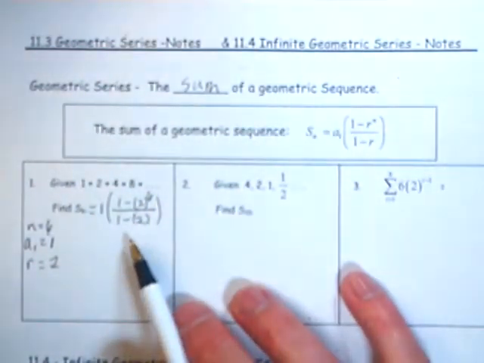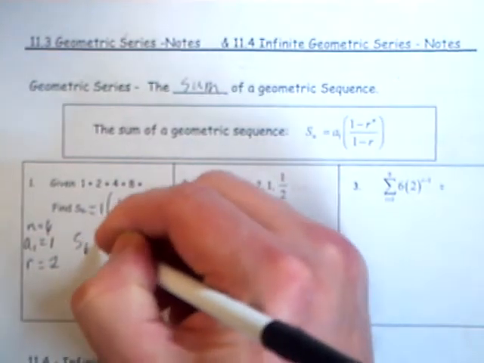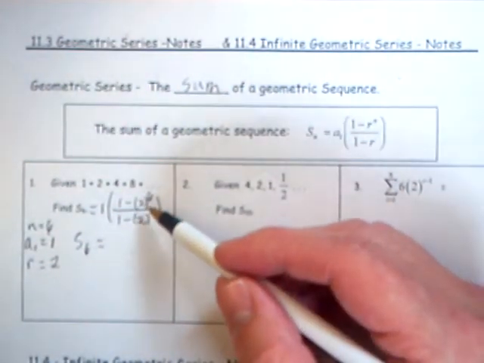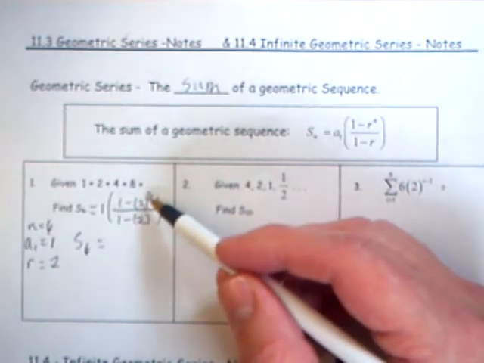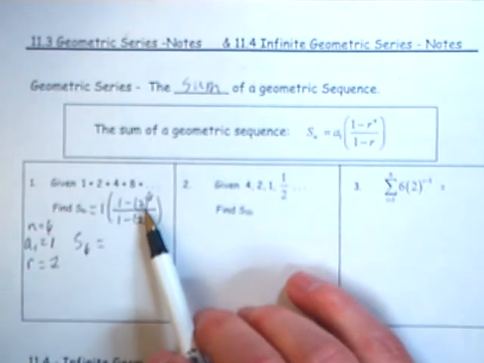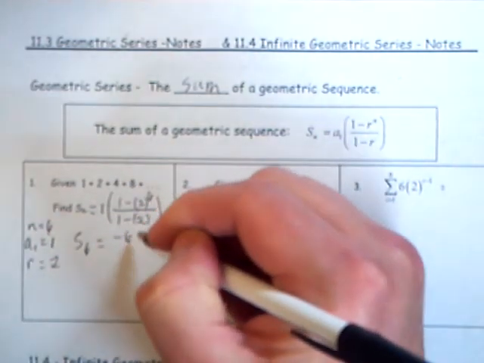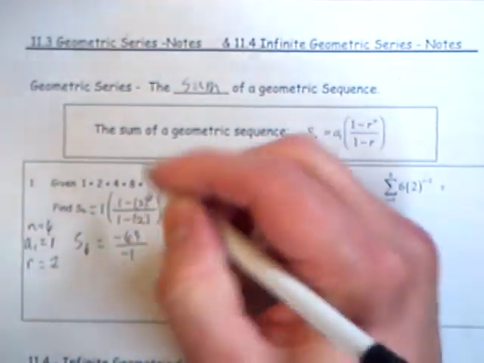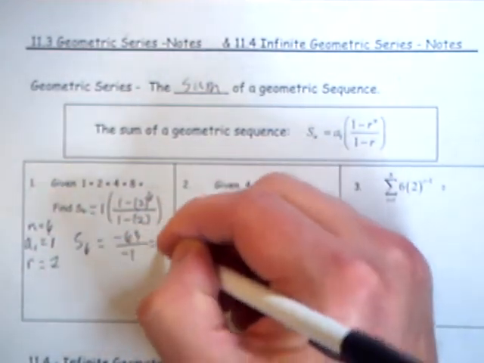So we replaced all three things. Now it's your job to simplify. And you're going to have 2 to the 6th. Well, 2 to the 5th is 32. So raising it to one more factor of 2 will double that and give you 64. So 1 minus 64 is negative 63. 1 minus 2 is negative 1. So this becomes positive 63.